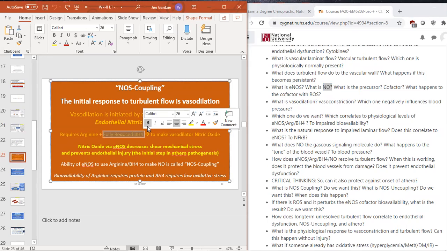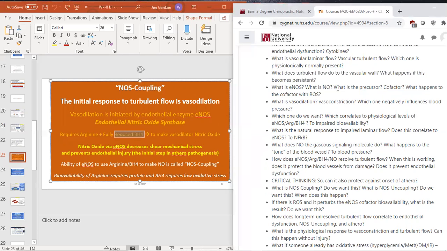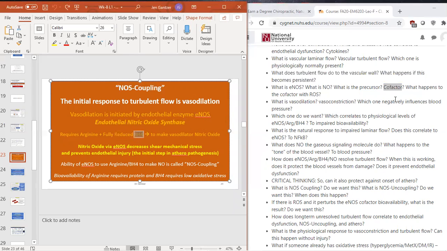If you remember BH4 from diet and nutrition, that is our tetrahydrobiopterin. Tetra meaning 4, hydro meaning hydrogens on a biopterin. If you don't have equal amounts of arginine plus fully reduced BH4, you end up with a very potent reactive nitrogen species, which is peroxynitrite, and we'll learn that in a minute. So precursor arginine, cofactor fully reduced BH4.